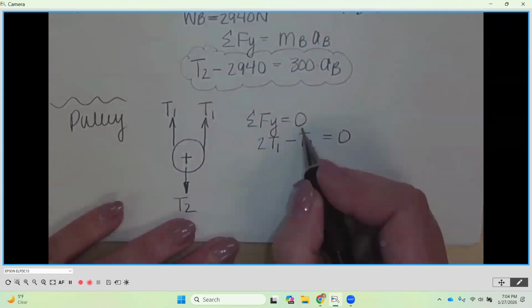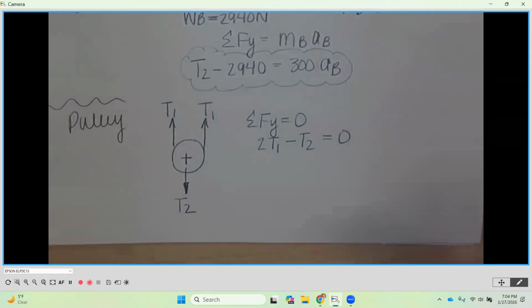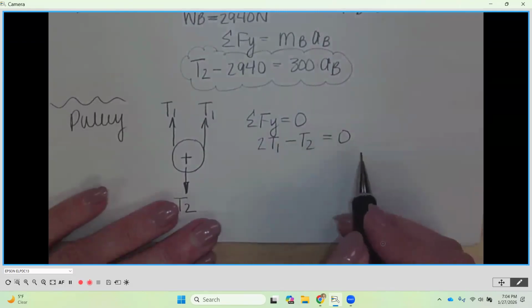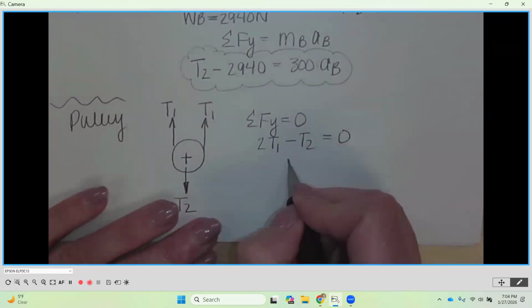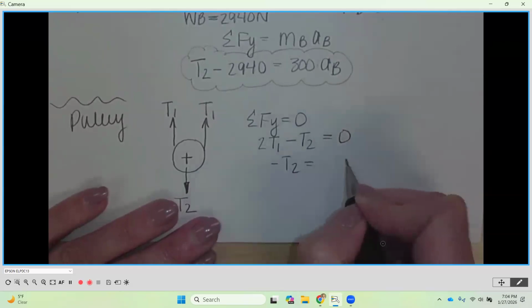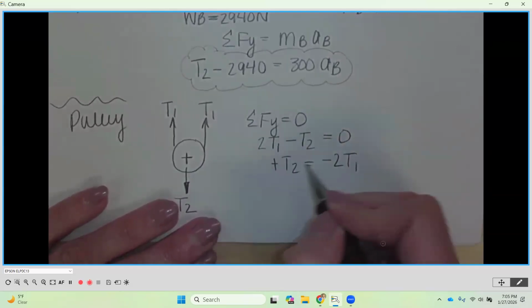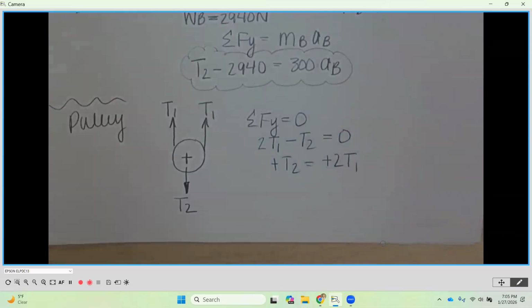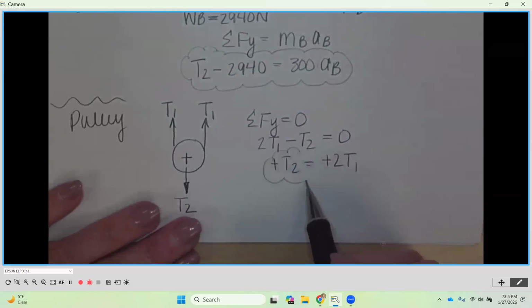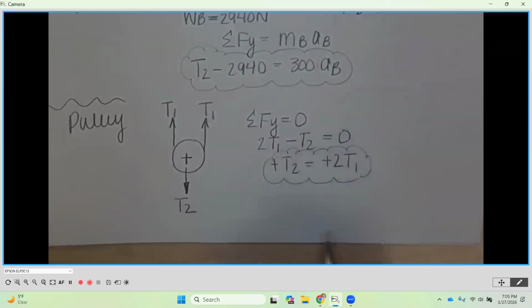So I like getting single variables on one side if we can. So I'm just going to push the negative 2t1. I'm going to have negative t2 is equal to negative 2t1 because I'm moving this to the other side. And then they both become positive. Then I have t2 is equal to 2t1. It's a nicer format when we're trying to solve for multiple variables.